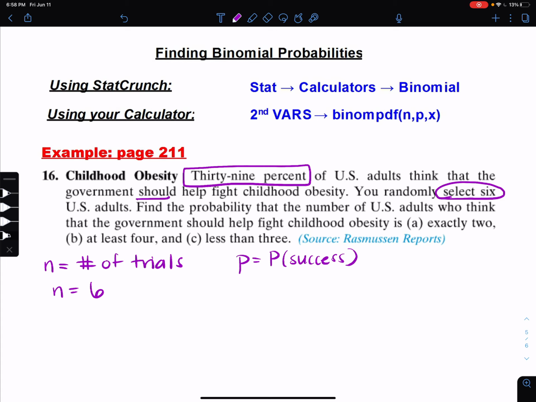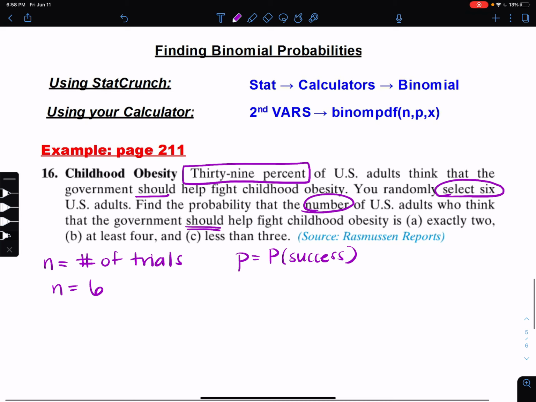In this situation, I'm interested in the number of adults who think the government should help fight childhood obesity. And right up here, I'm given the probability of that happening is 39%. So P is that fixed probability of what I'm counting. I'm going to put it in decimal form, and in this case, P is 0.39.